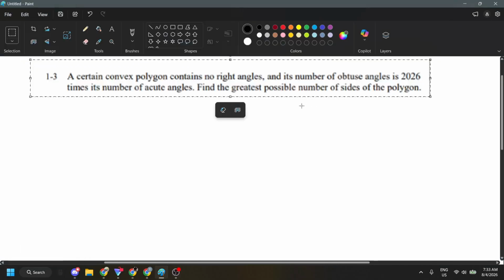A certain convex polygon has no right angles. Its number of obtuse angles is 2026 times its number of acute angles. Find the greatest possible number of sides of the polygon. So we want to make it the most circle-like. So we want all of the angles to be as large as possible.